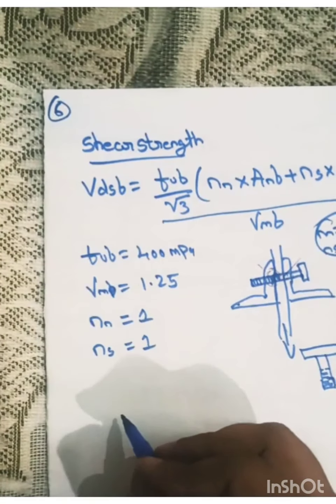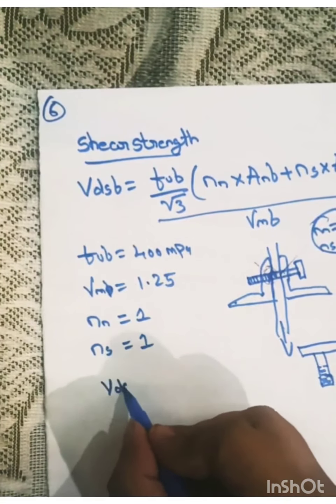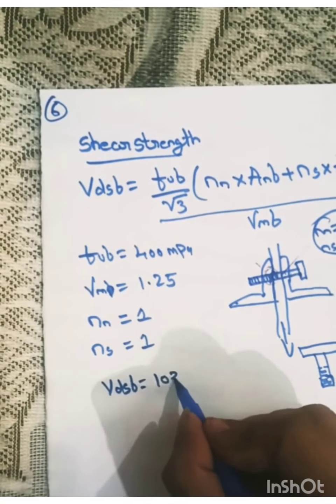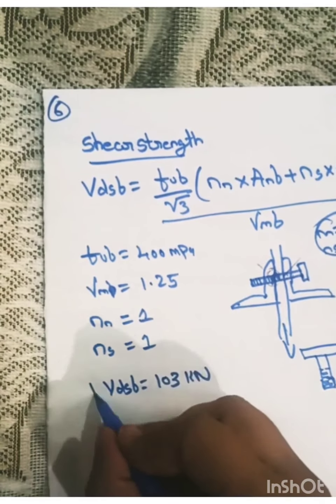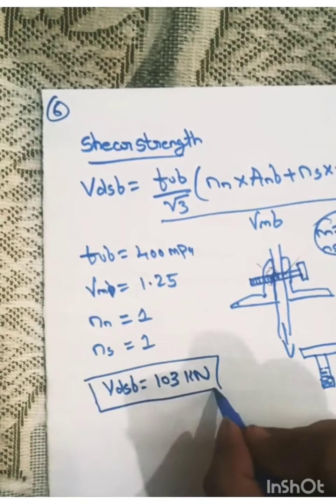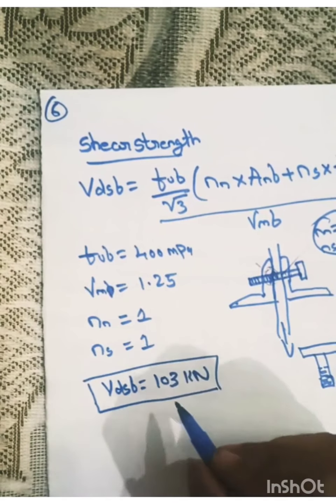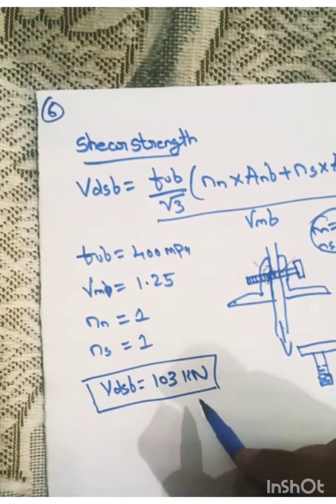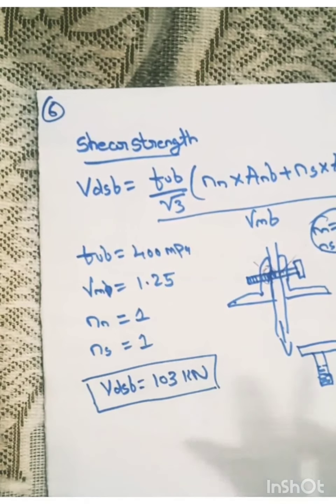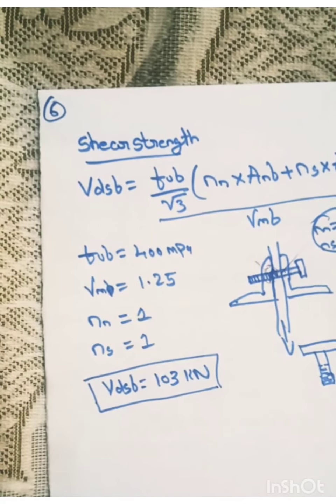Substituting all the values in VDSB, we will get VDSB equal to 103 kilonewton. So this is the strength of the bolt in shear. That means when the load reaches 103 kilonewton, the bolt will fail in shear.